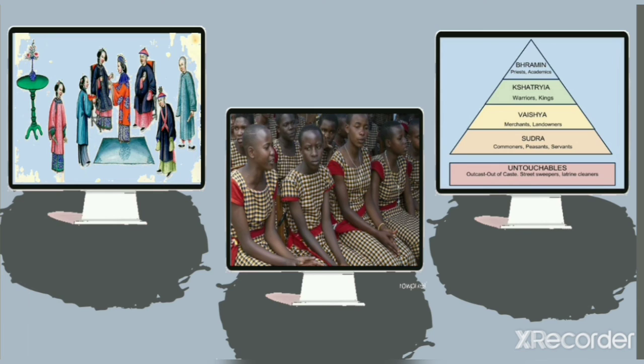So, Brahmin means priests or academics. Kshatriya means warriors or kings. Vaishya means merchants, landowners. Sudra means commoners, peasants, servants. And untouchables means outcasts, out of caste, street sweepers, and latrine cleaners.